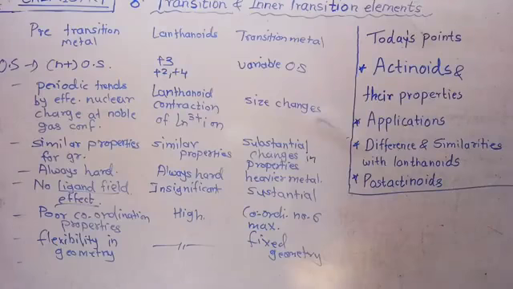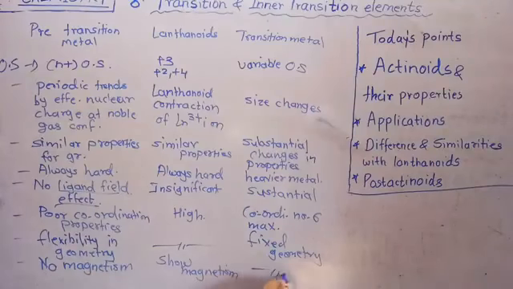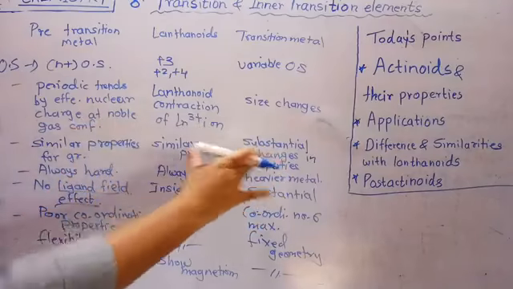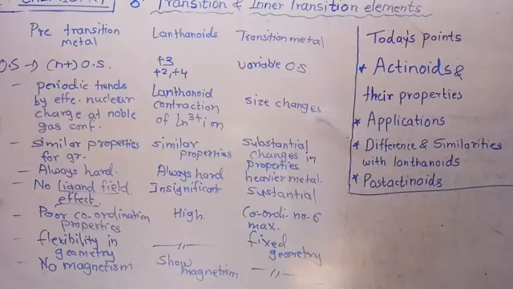And there is a large difference between these three in magnetism. Pre-transition metals show no magnetism. Lanthanoids show magnetism. We are talking about the magnetic property of lanthanoids. Then the actinoids also show magnetism. Clear? These are the points of difference and similarity between these groups.